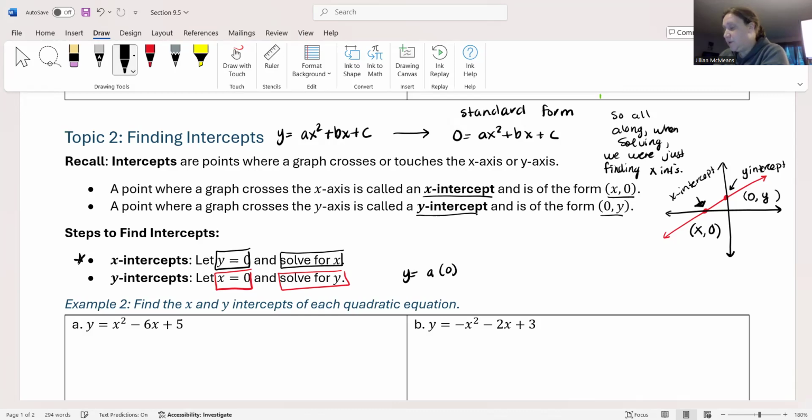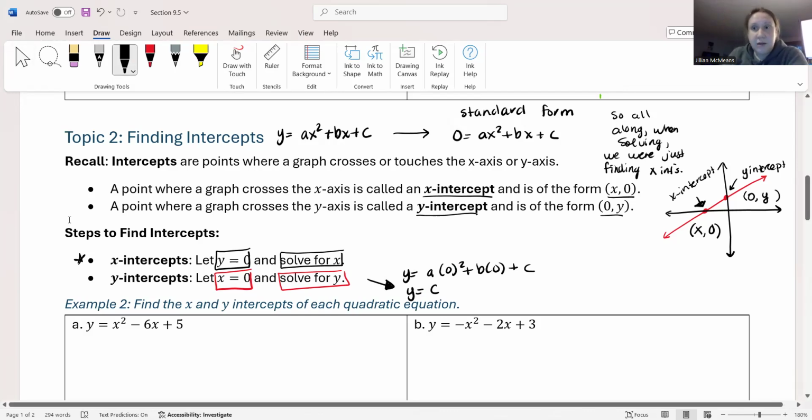Well, if I let x equal 0, the ax squared term becomes 0, the bx term becomes 0. 0 plus c is just c. So when we're finding y-intercepts for quadratic equations, it ends up just being the constant, okay? So there's nothing too crazy about that. We already know how to find x-intercepts. We've been doing that all along, okay? When we've been solving these quadratics, we were secretly finding x-intercepts. Finding the y-intercept, not bad.